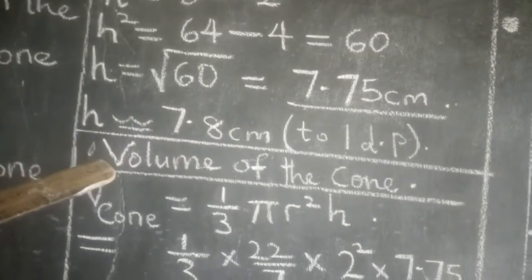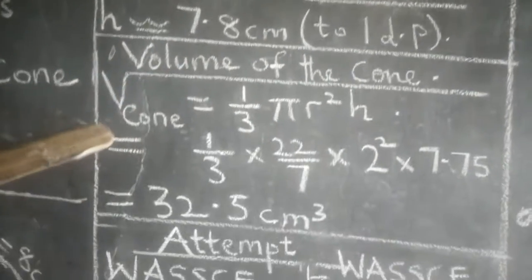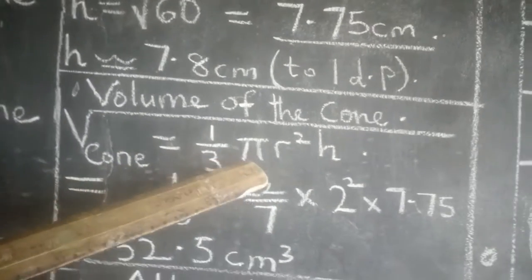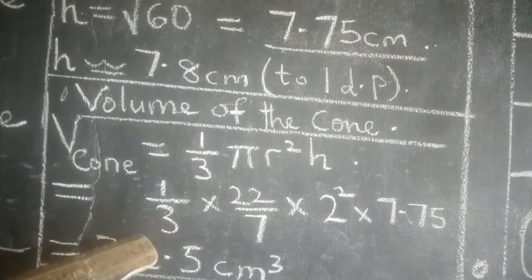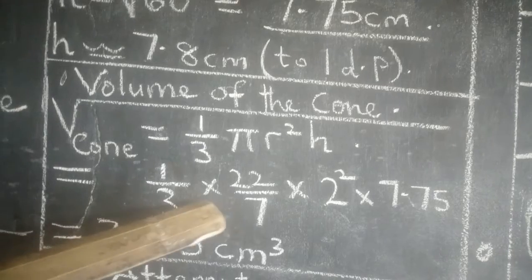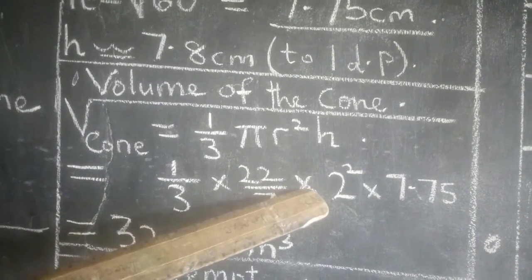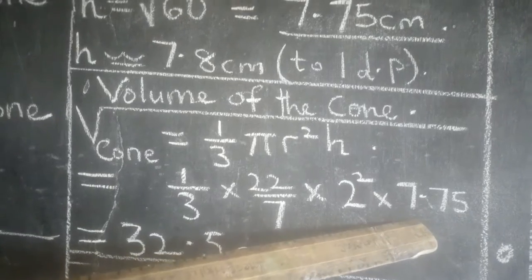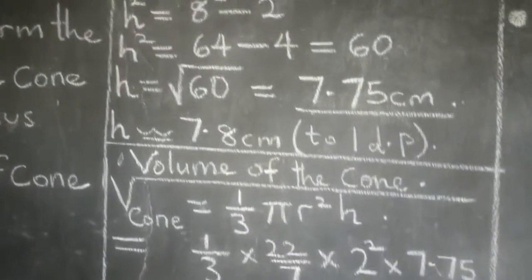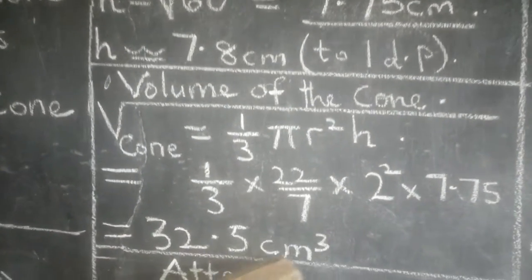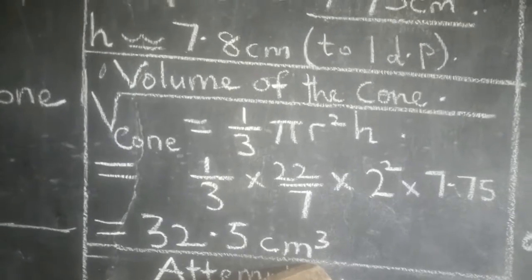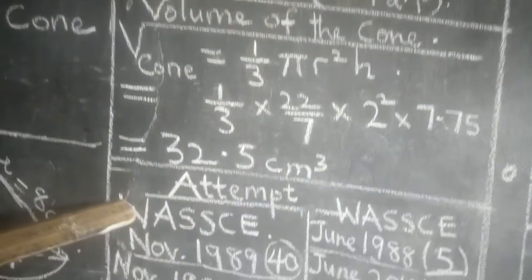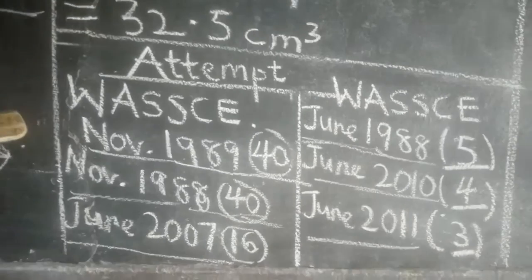And lastly, the volume of the cone. The volume of the cone is given by 1 over 3 pi r squared h. And that means 1 over 3 times 22 over 7 times 2 raised to the power 2 times 7.75, which is the height. When we are careful with that, we have 32.5 centimeters cubed. That's the result. And here we have a list of questions for you to attempt.